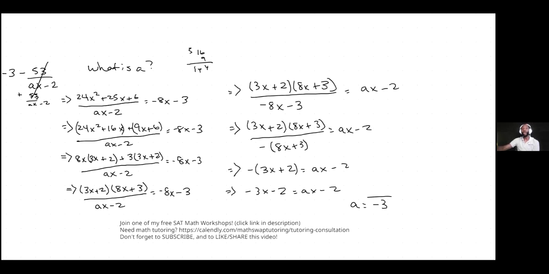Let me know if you got that. I think the hardest part of that is the factoring part. But if you remember that whenever you have a polynomial that has a number on the front, a coefficient on that x squared term, you need to split up the x term so that you can factor it out that way. Okay, let me know if you got it.